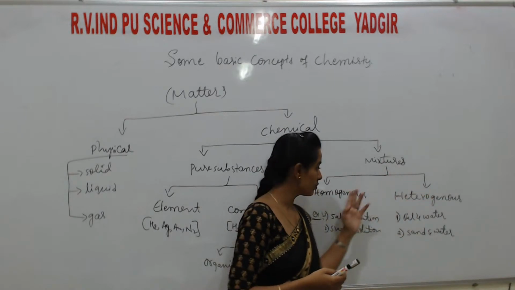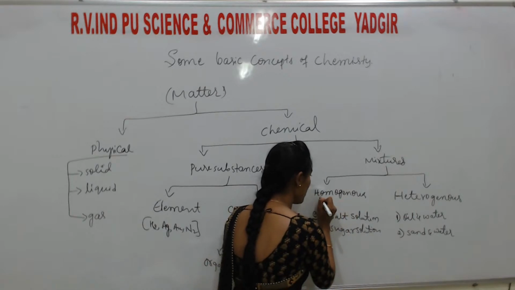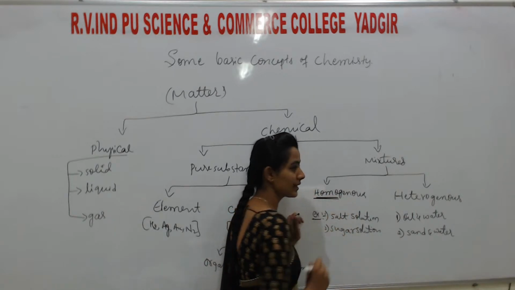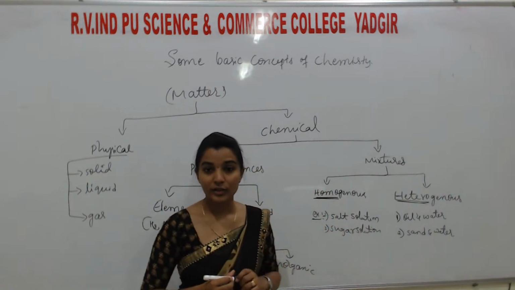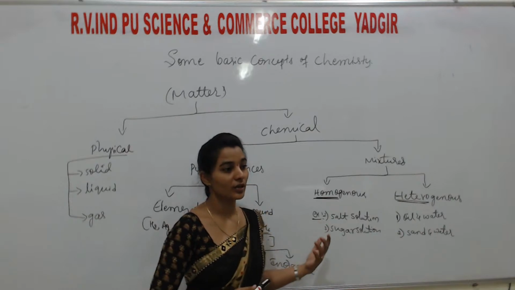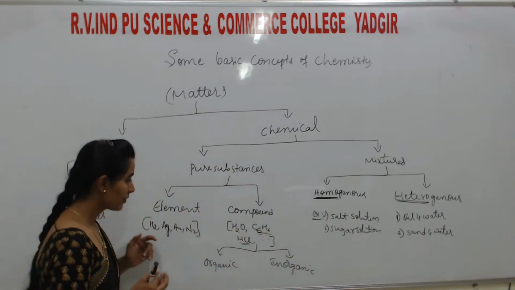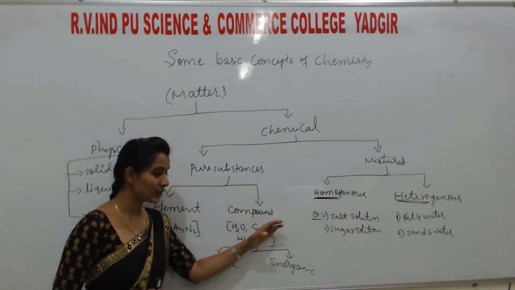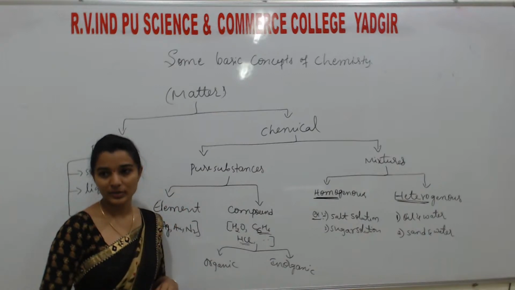In mixtures, two types are there: homogeneous and heterogeneous. So students, remember here, homo means same, hetero means different. Don't think that if the mixture is made up of the same type of compounds, then it is homogeneous, and if different compounds, then it is heterogeneous. That's wrong. Because if it is made up of the same type of atoms, then it is called a compound, and again they classify it as a pure substance only.